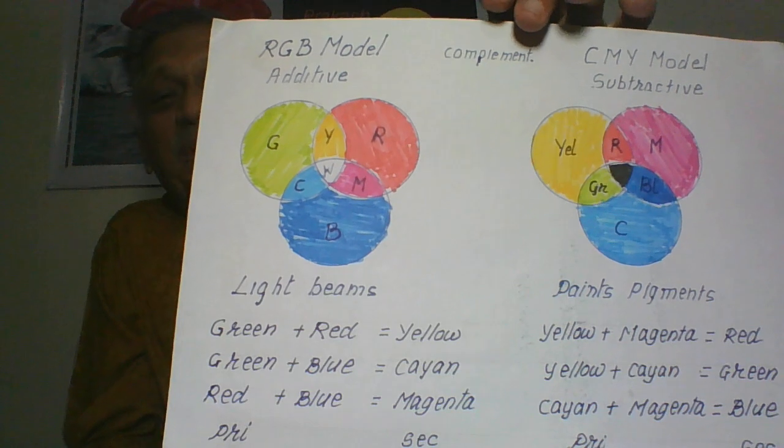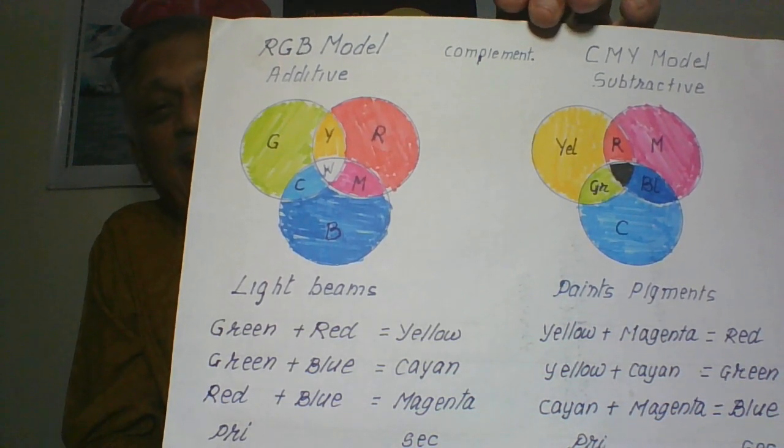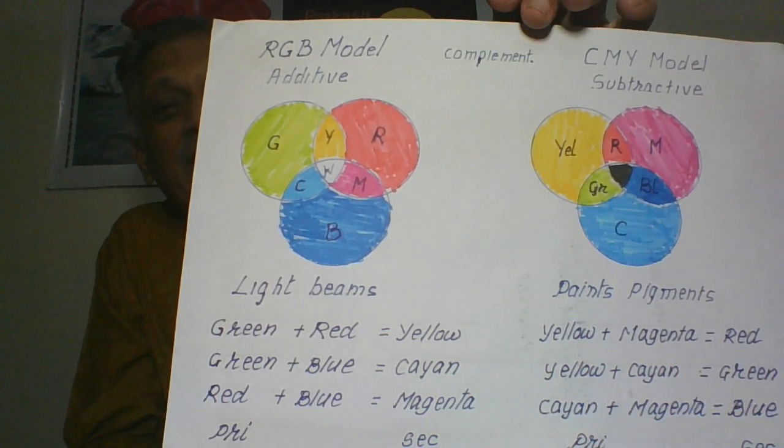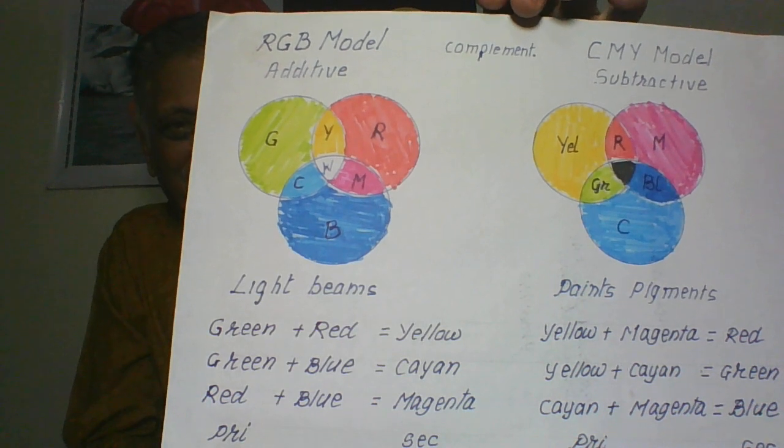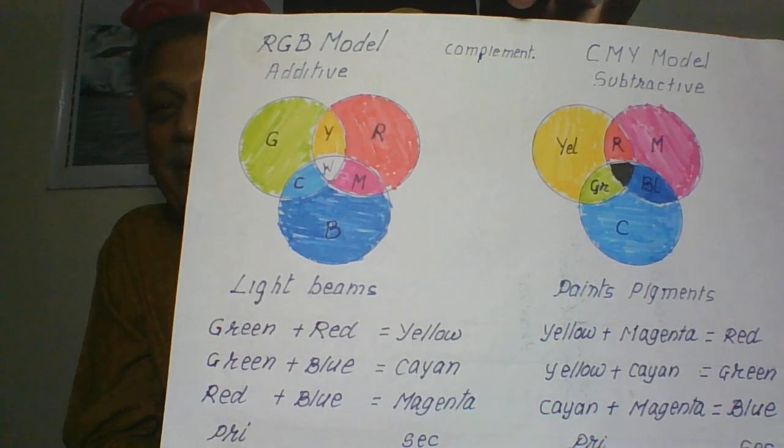Let's look at another possibility. Look at the RGB combination. How do we get yellow? It is made out of green and red. How do you get magenta? It is produced out of blue and red. For both of them, red is common.